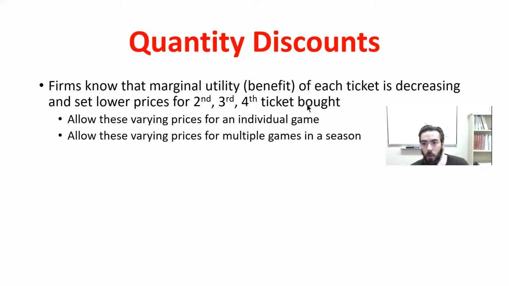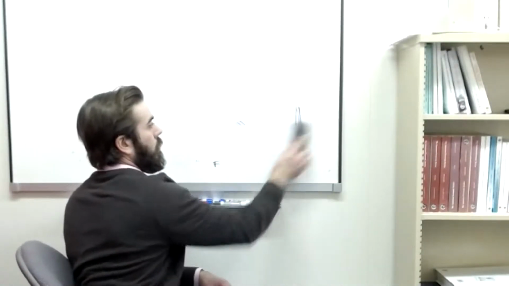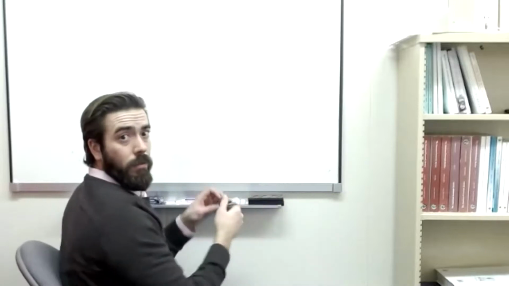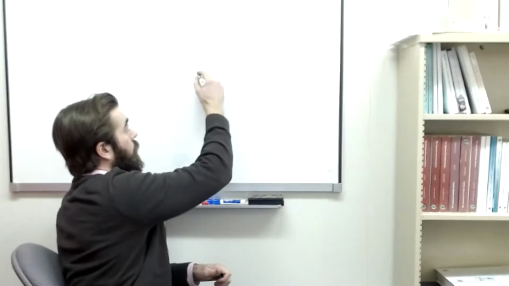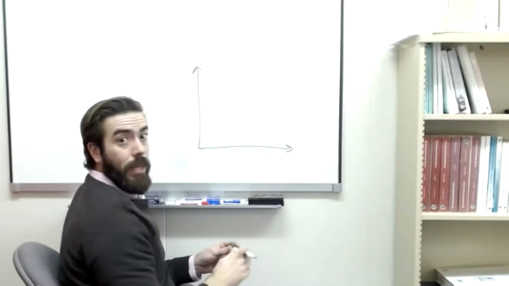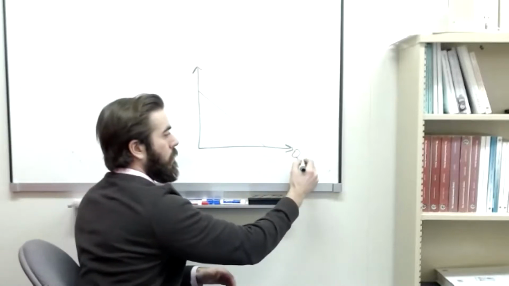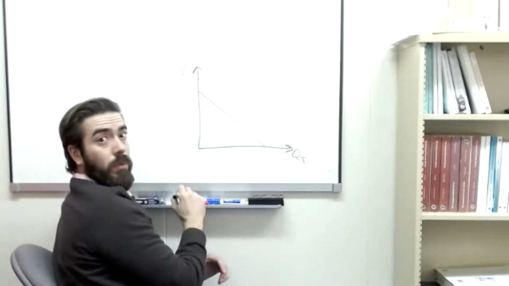So what we're going to do there, the way that we think about quantity discounts, how do we set those? So I'll erase this. Maybe we'll get a little bit better focus here, hopefully now. So let's say I'm thinking about my ticket market and I've got individual demand across that season, okay?